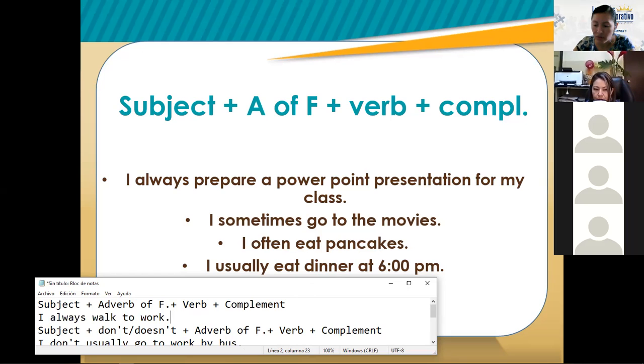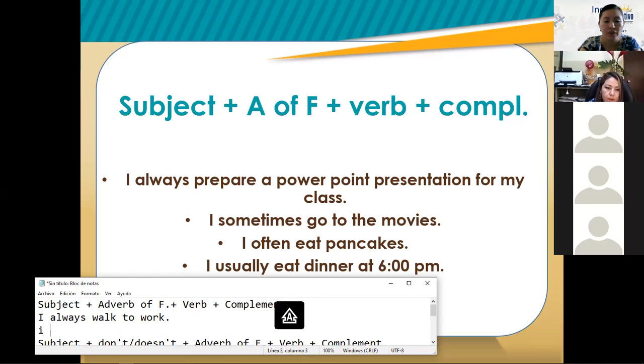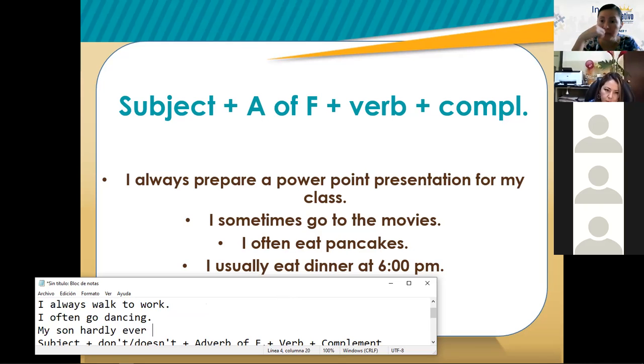I often go to the dancing. I often go dancing. I often go dancing. My son hardly ever eat pupusas. Ah, okay. My son hardly ever eat pupusas. Ok, en ese caso sería eats, porque es el, ¿verdad? Eats pupusas. Okay. My son hardly ever eats pupusas, right? Ok. ¿Tiene alguna otra, Mary? No. Ok, thank you very much.